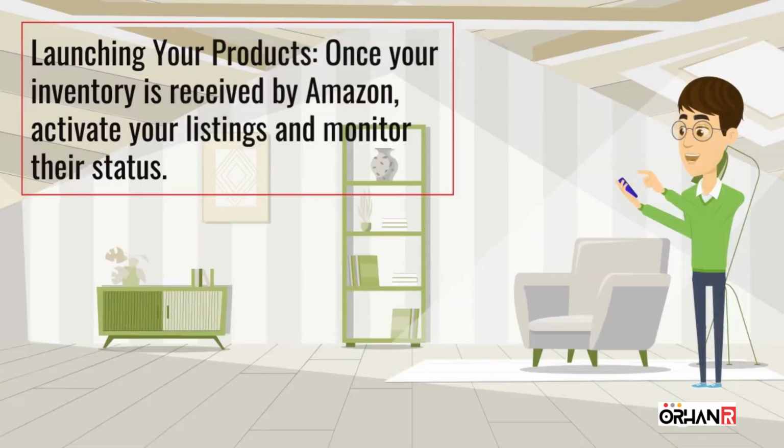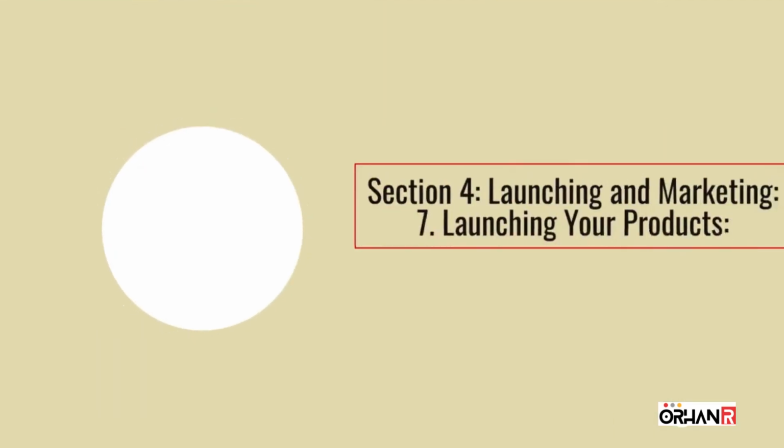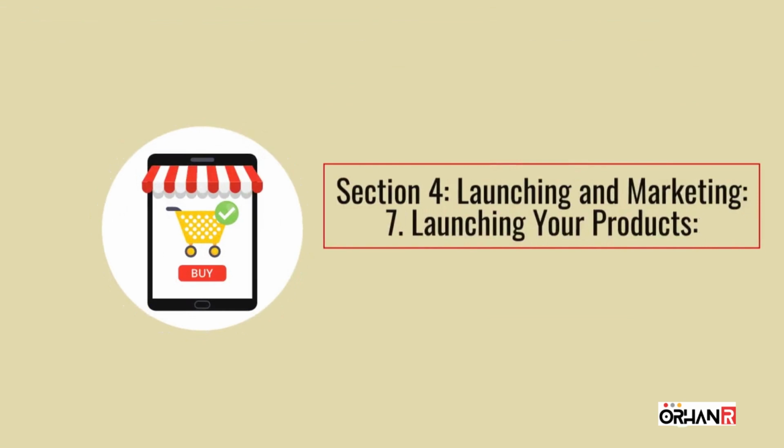Launching your products. Once your inventory is received by Amazon, activate your listings and monitor their status. Utilize Amazon's Early Reviewer Program and request a review button to gather initial product reviews. Section 4, Launching and Marketing. 7. Launching your products.